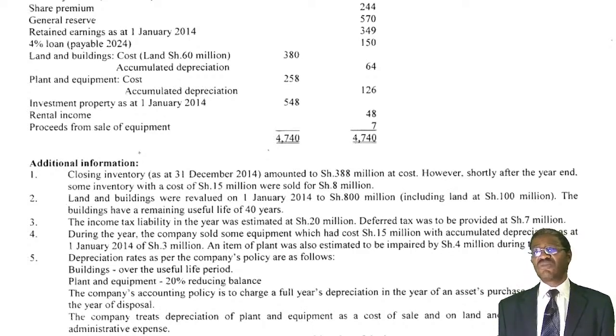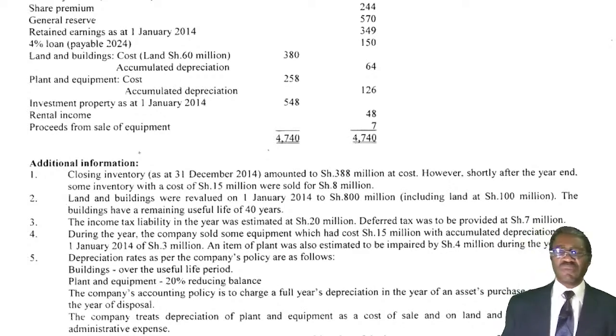Then you are given accumulated depreciation. Then you are given plant and equipment at cost and accumulated depreciation. Then you are given investment property as at 1st of January 2014. Then you are given rental income. Then you are given proceeds from sale of equipment.